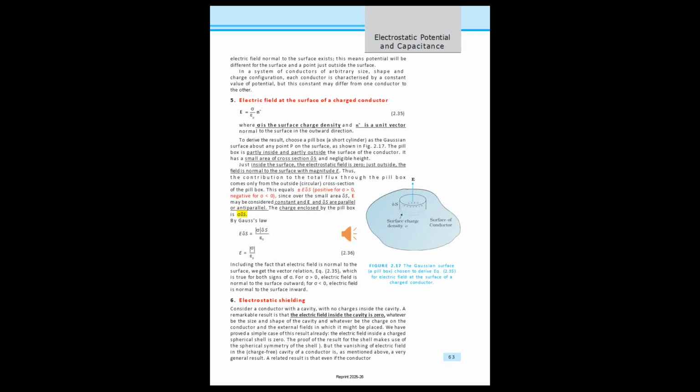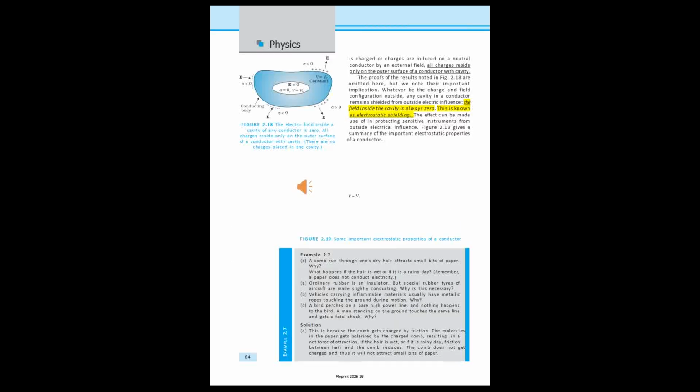But the vanishing of electric field in the charge-free cavity of a conductor is, as mentioned above, a very general result. A related result is that even if the conductor is charged or charges are induced on a neutral conductor by an external field, all charges reside only on the outer surface of a conductor with cavity. The proofs of the results noted in figure 2.18 are omitted here, but we note their important implication.